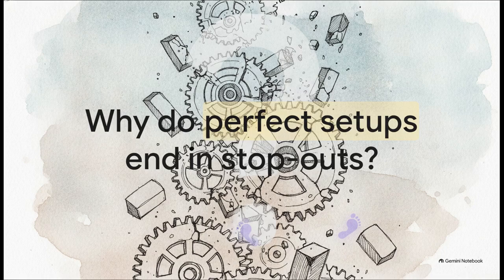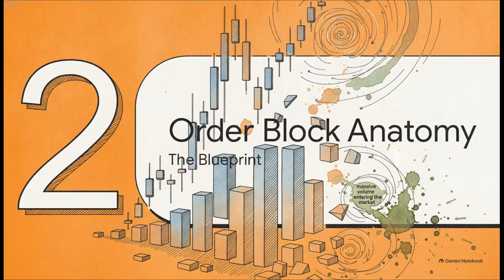Well, the harsh truth? Most traders are just identifying the completely wrong blocks. They're trading old retail patterns, drawing lines based on hope, and totally missing the real institutional footprints left by massive capital. Which brings us to Section 2, Anatomy of an Order Block, the blueprint.